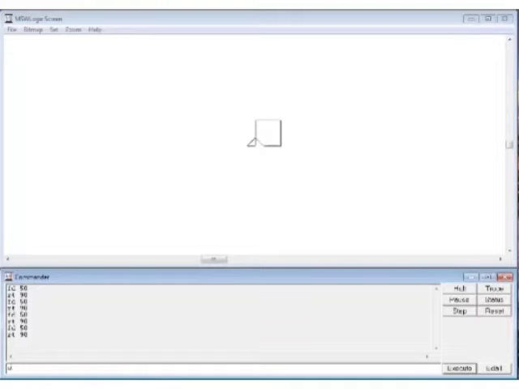Let's draw a square using repeat command. Repeat 4, FD 50, RT 90, enter. Students, here you can see by just writing the one line अपना square draw हो गया.